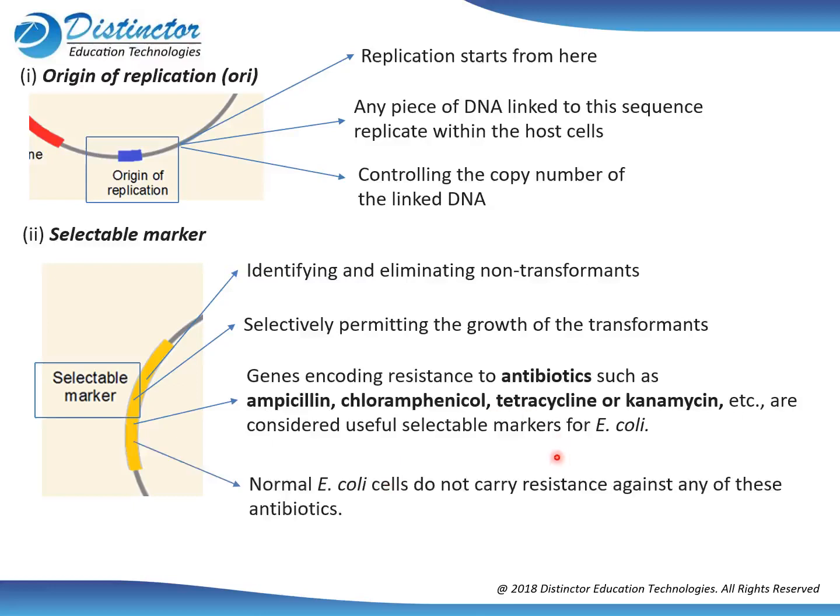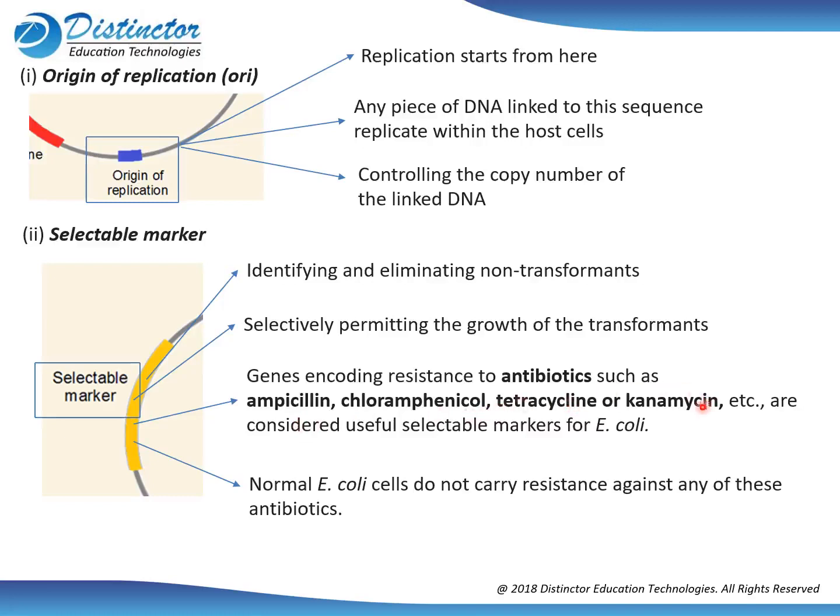So whether the recombinant has been taken up or not will be checked by these antibiotic resistance gene markers, that is, the selectable markers. These are some of the suitable markers for E. coli: ampicillin, chloramphenicol, tetracycline, and kanamycin.